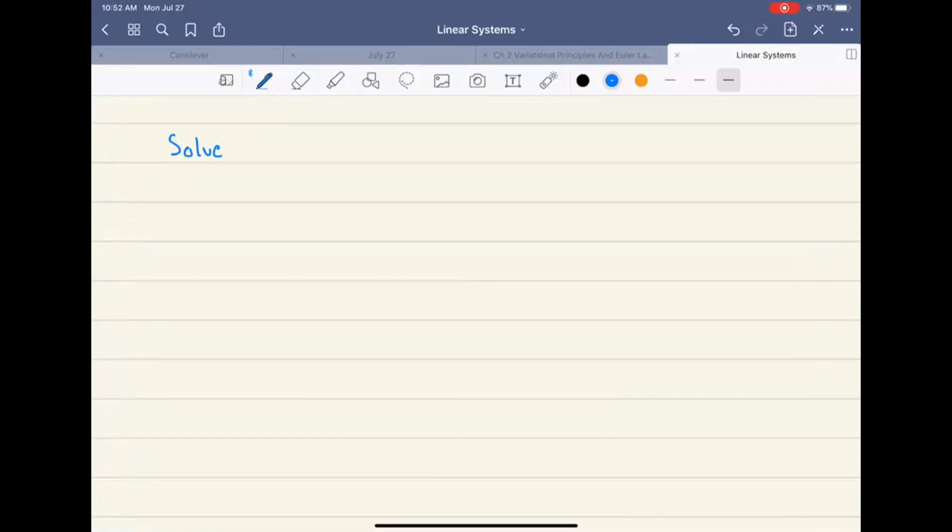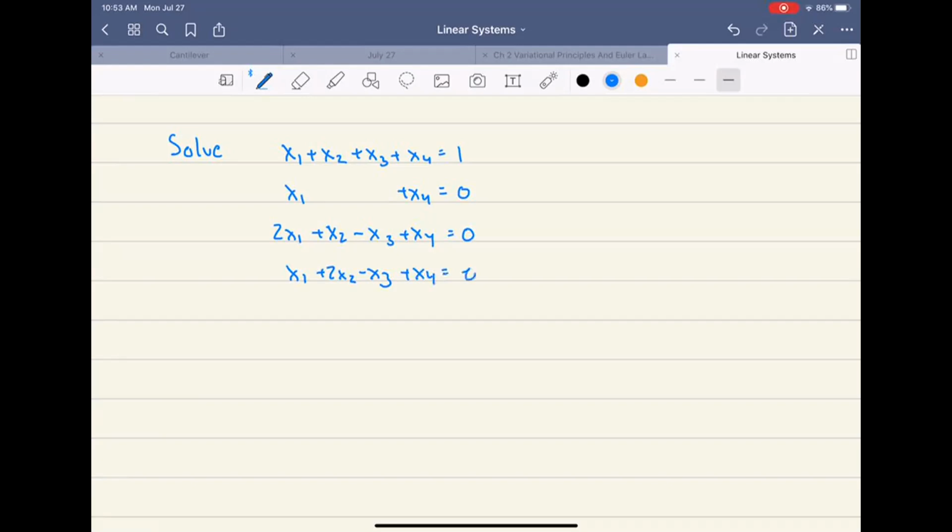So let's solve: x1 plus x2 plus x3 plus x4 equals 1. x1 plus x4 equals 0. 2x1 plus x2 minus x3 plus x4 equals 0. x1 plus 2x2 minus x3 plus x4 equals 0. Okay?